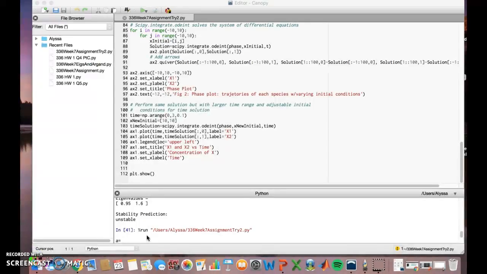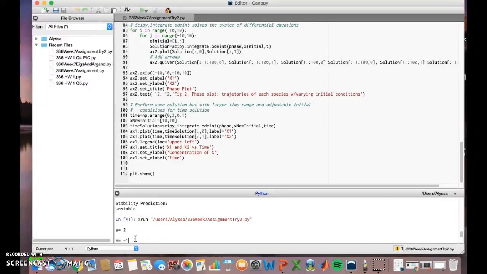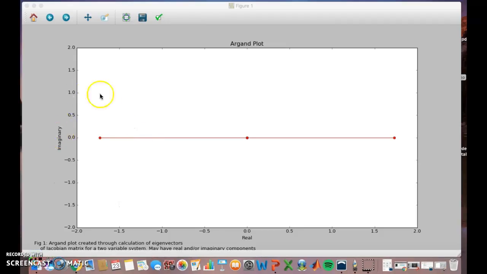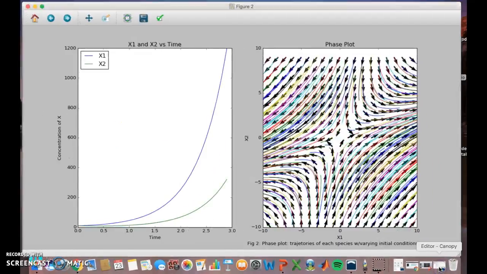So I'm just going to give you a feel for 1 or 2 more systems before I run out of time. We're going to run it again. We'll do 2, -1, 1, -2, and we'll see here, so we have a positive and negative eigenvalue. That's going to give us this saddle point plot. So once again, we don't have any imaginary components. We see it's all on this real axis. 1 is a positive eigenvalue, 1 is a negative eigenvalue. Then we'll take a look here, and we see we do have this saddle point.